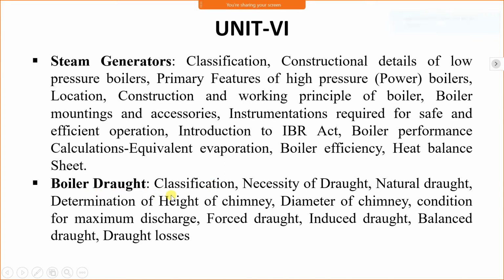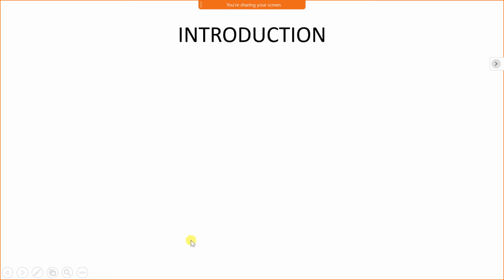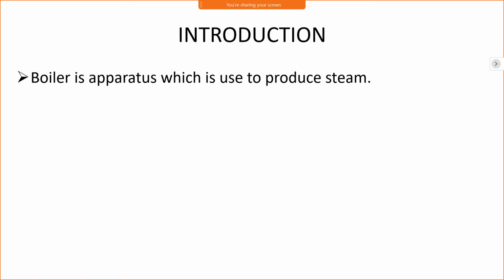Then in second part, boiler draught, will see classification, necessity of boiler draught, natural draught, determination of height of chimney, diameter of chimney, condition of maximum discharge, forced draught, induced draught, balanced draught, and draught losses. Okay, let's start unit number 6, introduction.